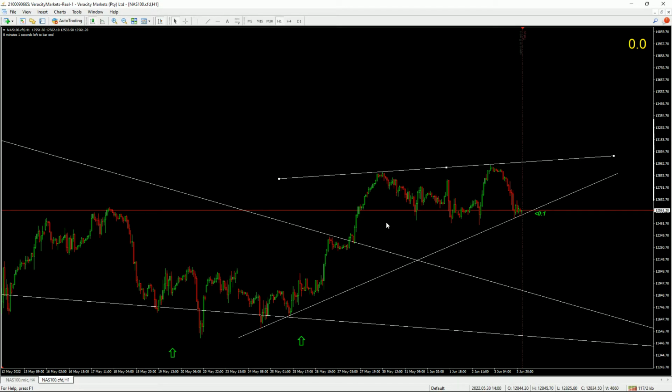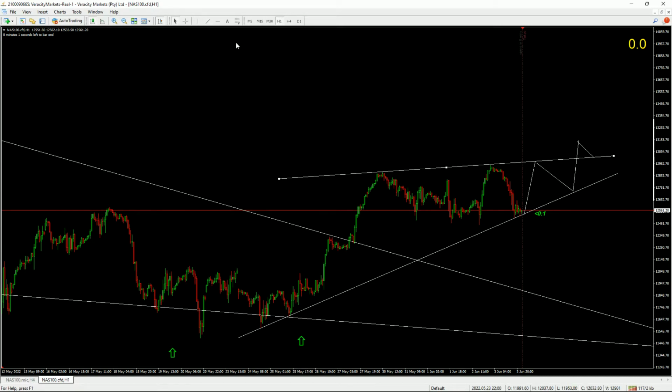So we might get something like this. The market might bounce from here and push to the upside. Sorry about that. As you can see, this is a rising wedge. The market can push to the upside, then push to the downside. We must see something like this. It might happen. I'm not saying this is going to happen. I'm saying we might see something like this, because this is NASDAQ, which is very volatile.